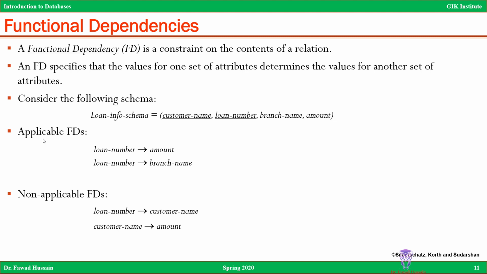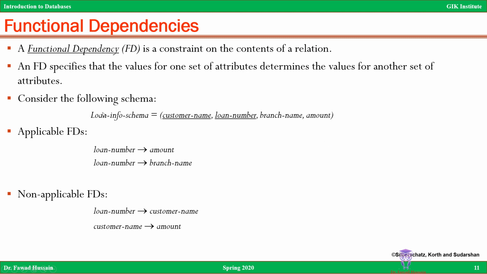Apart from the four commandments and the four guidelines we have seen in the problem of spurious tuples, there is something called functional dependency. A functional dependency is a constraint on the contents of a relation, so the contents of a table. A functional dependency specifies that values for one set of attributes determine the value for another set of attributes. So what I'm saying is that if I have a table, then one attribute is dependent on another attribute.